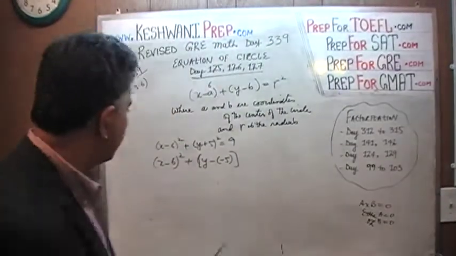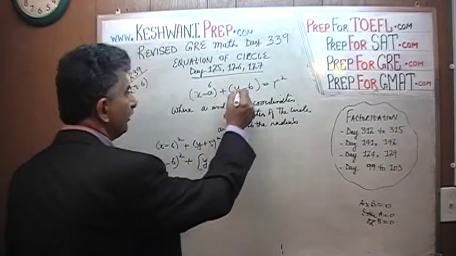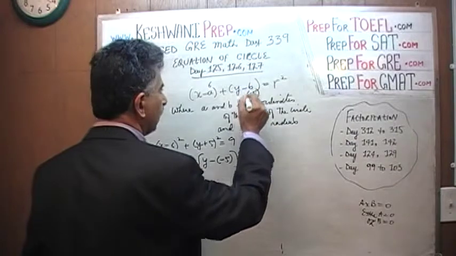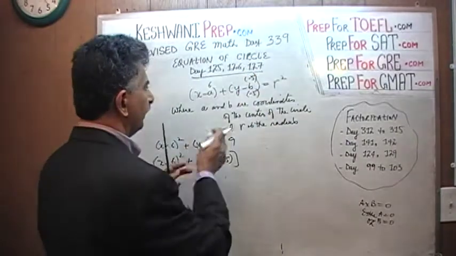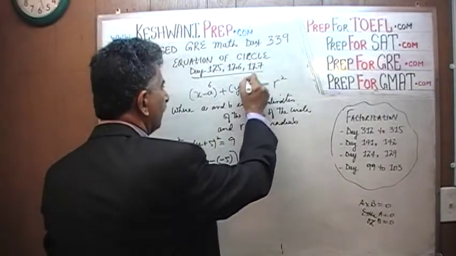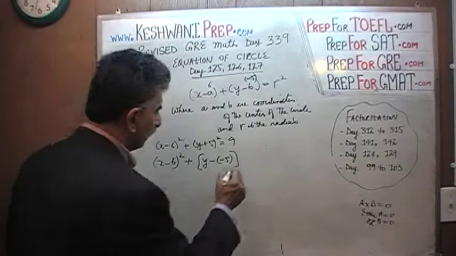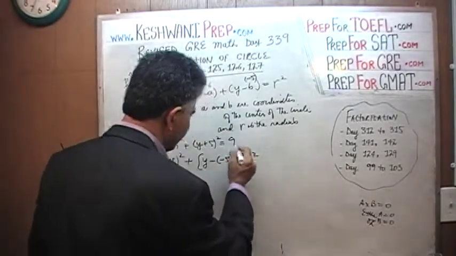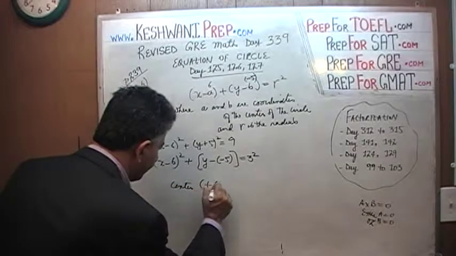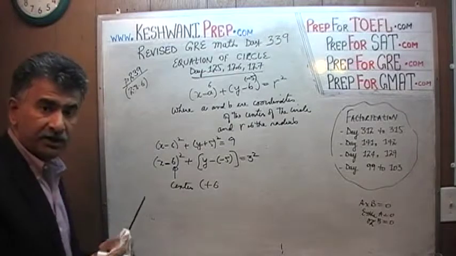It has to be written in this form. It has to be y minus b. b here is negative 5. So y minus negative 5 ends up as y plus 5, equals 3 squared, which is your 9. And therefore the x-coordinate of the center of this particular circle is positive 6. This is the part that you need to understand.